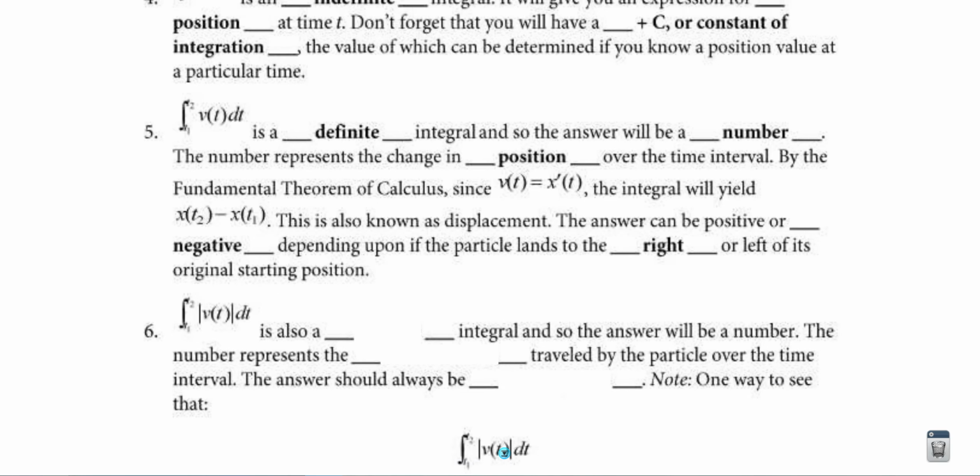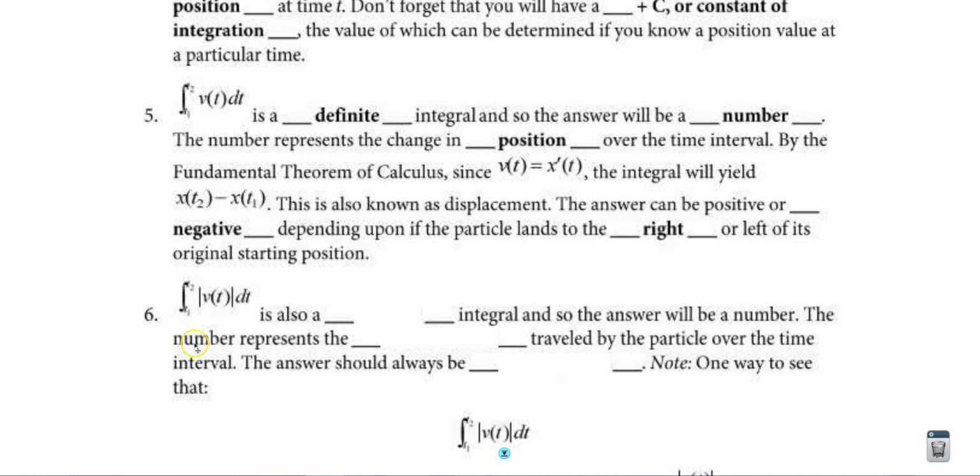Okay, here's another one here. So now you'll notice number 6 is very similar to number 5, but now we've put absolute value bars around velocity. So remember, when we take the antiderivative of velocity, we get position, but also at the same time, the absolute value of velocity is speed. So what the heck is happening here? Because remember, speed doesn't take direction into account. It only says how fast or slow a particle is moving.